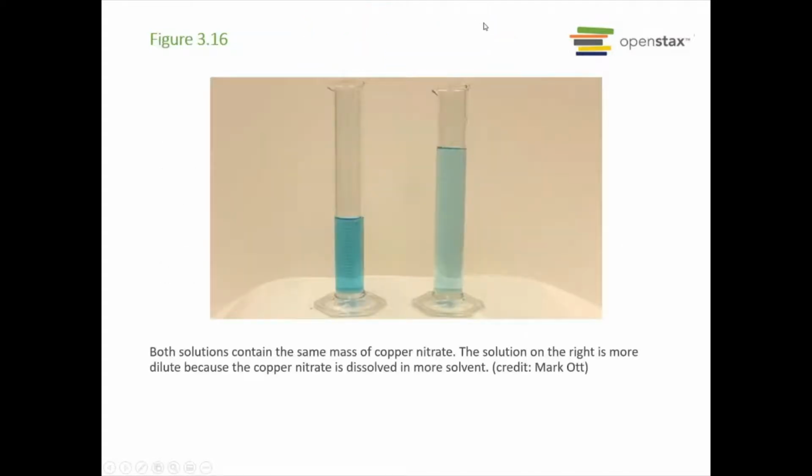So here's an example of a dilution. The cylinders both have copper nitrate in them. They have the same amount of copper nitrate, the same number of grams, but the one on the right is more dilute. You can see there's more solvent here, okay? But the actual mass of copper nitrate is the same.